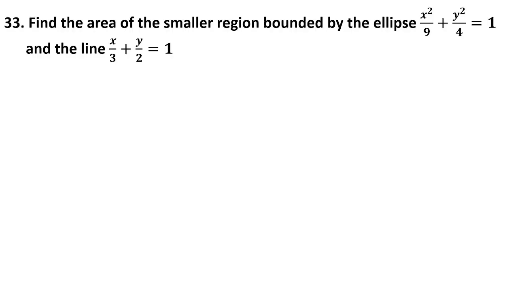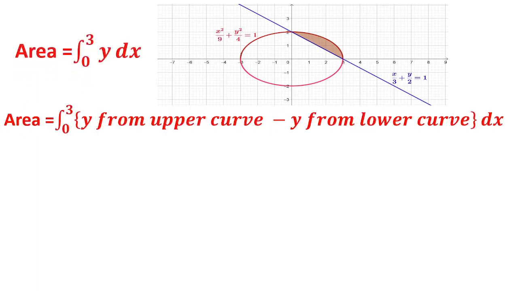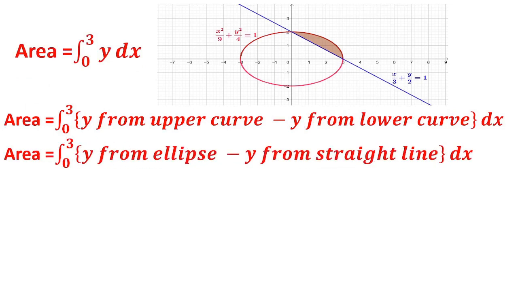Okay. Find the area of the smaller region bounded by the ellipse and the line. A line and an ellipse are given. I have drawn it for you. Now, from the diagram, the area is the integral from 0 to 3 of y dx, y of the upper curve minus y of the lower curve. What is the upper curve? Ellipse. The lower curve is the straight line.